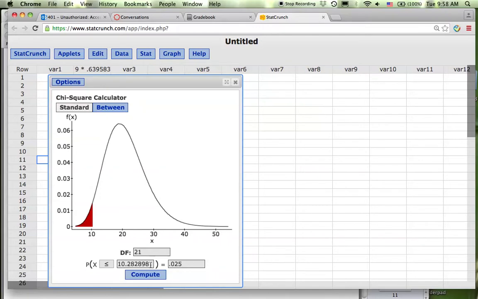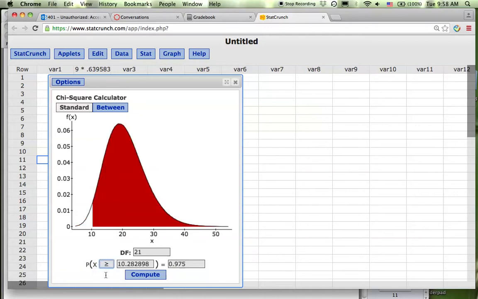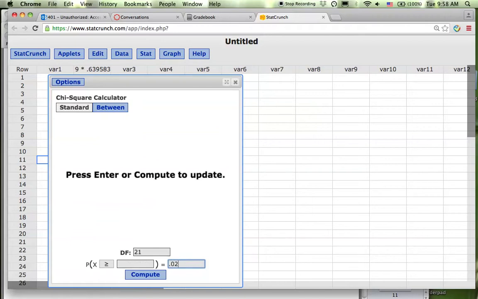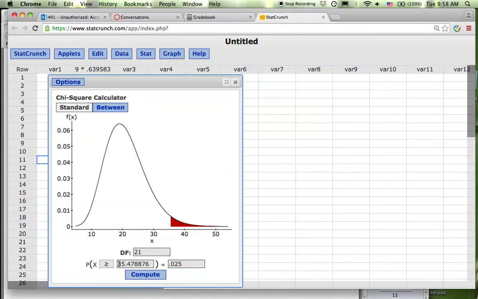Another one is the right area, the same thing, 0.025. If you click compute, you can see this chi-square value is 35.479 if you round to 3 decimal places.